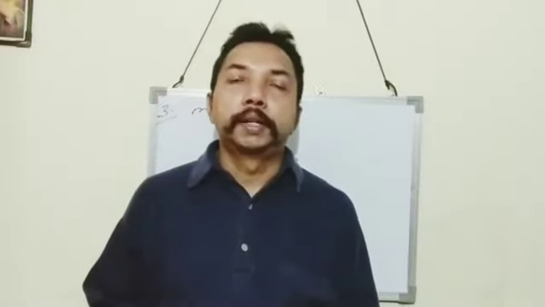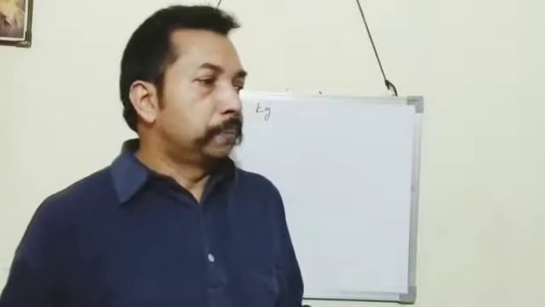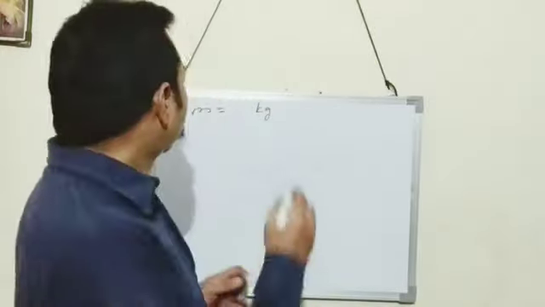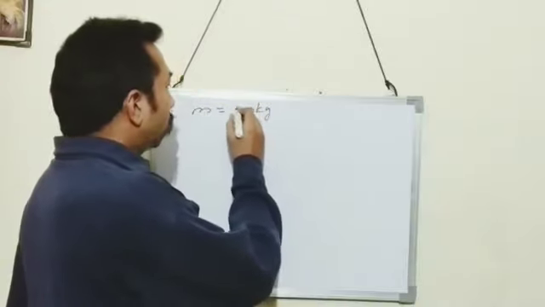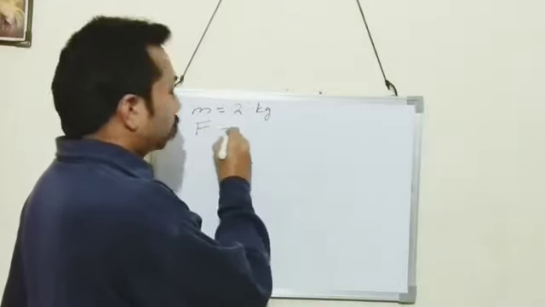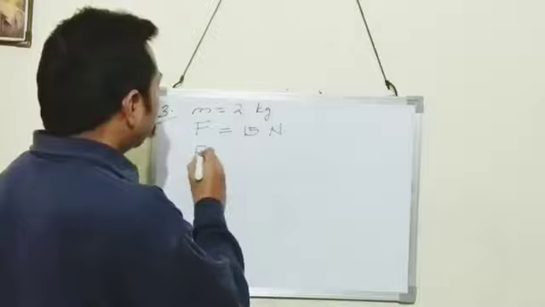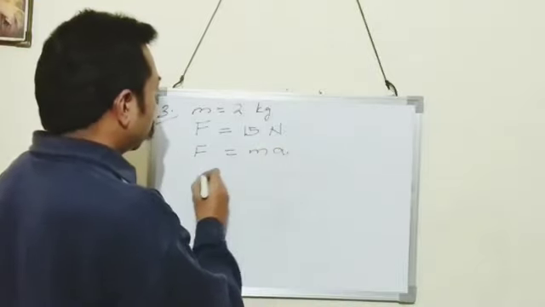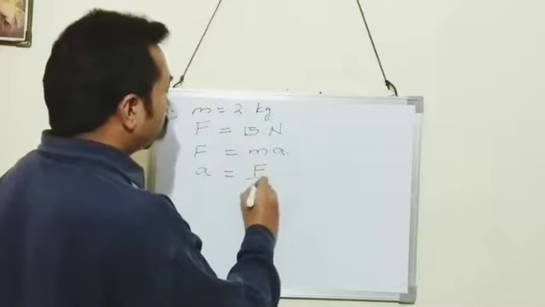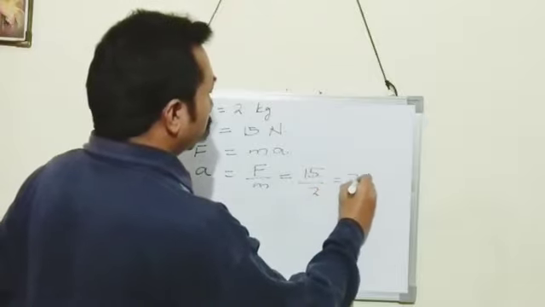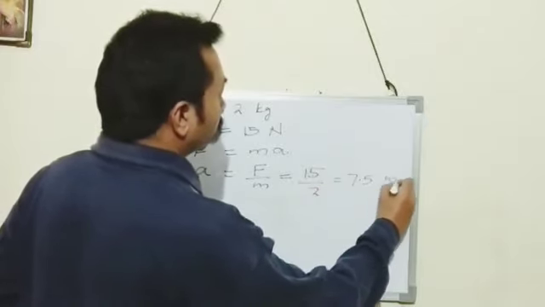Now we do third question. A force of 15 Newton acts on a body of mass 2 kg. Calculate the acceleration produced. First of all, we write what all things are given. Mass is given as 2 kg and force is given as 15 Newton. So we write the formula force. Force F is equal to mass into acceleration. Or acceleration is equal to force upon mass. Then we substitute 15 upon 2 equal to 7.5 meter per second square. So this is the answer.